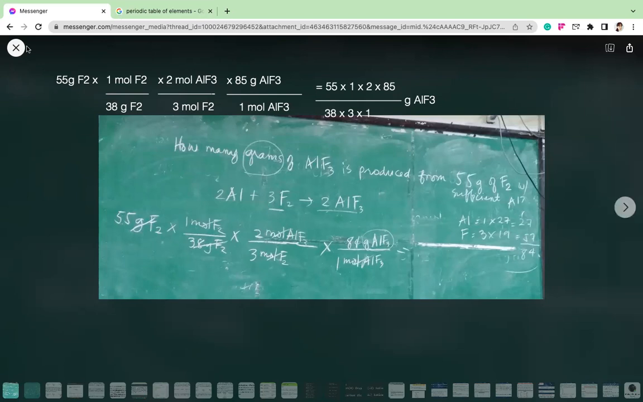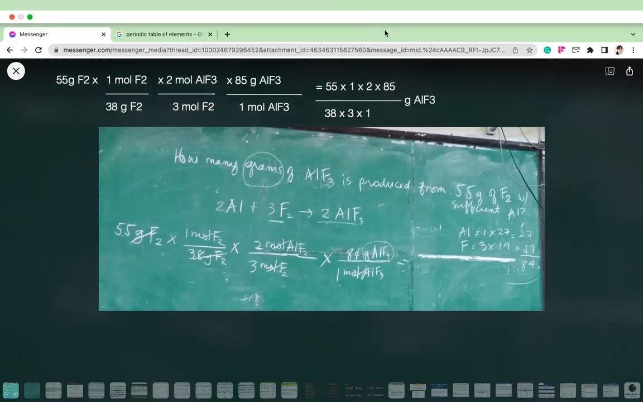Sige, wait up. Hanap tayo ng stoichiometry. Wait lang, sakit yung chat ko. Sige. Baba ko muna. Sige pa. Okay. Bye. Bye-bye.